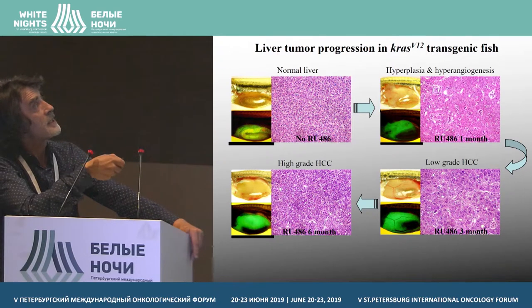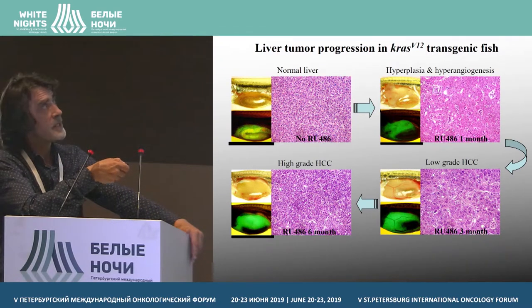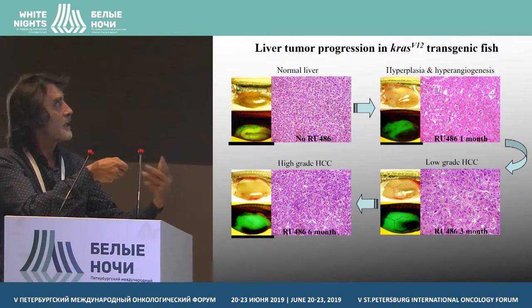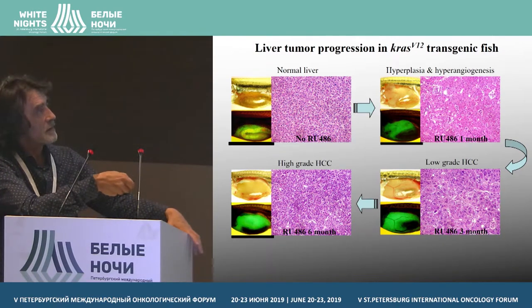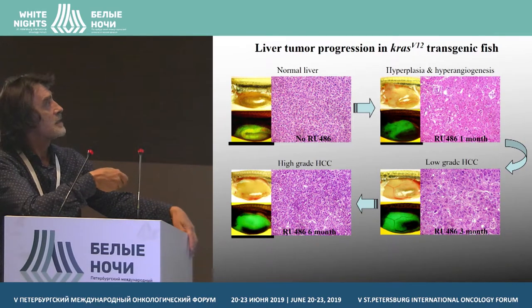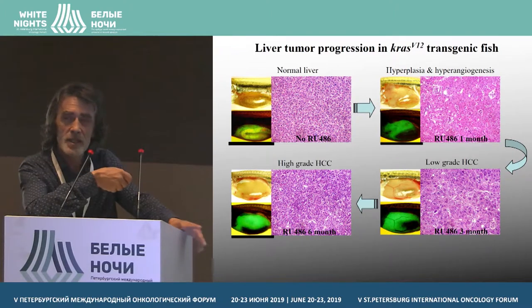You see normal liver on this slide. One month afterwards, we already have seen hyperplasia and hyperangiogenesis. After 3 months, we had low-grade HCC and high-grade HCC.